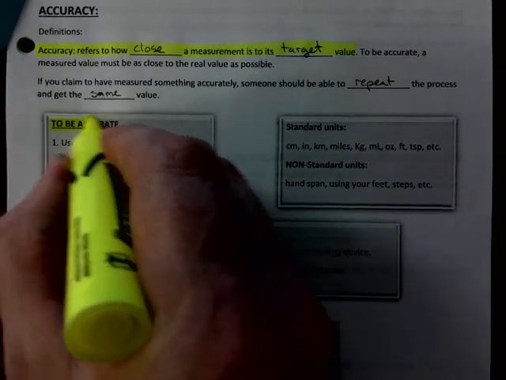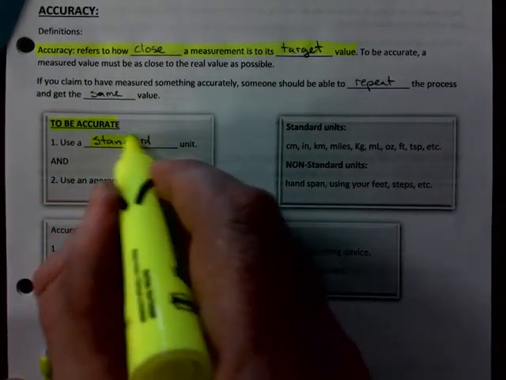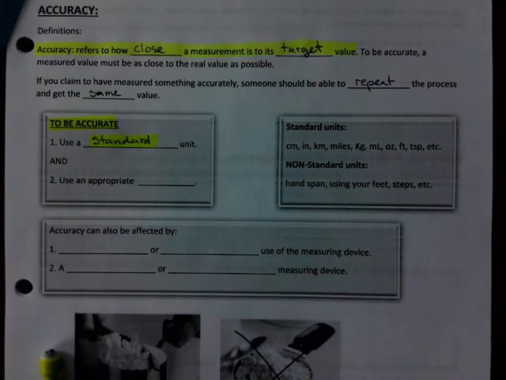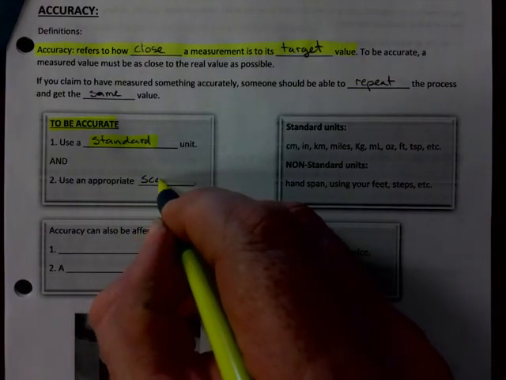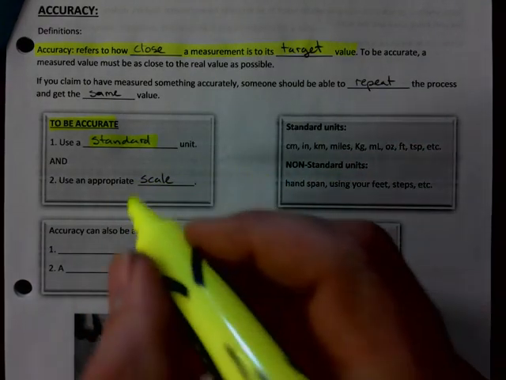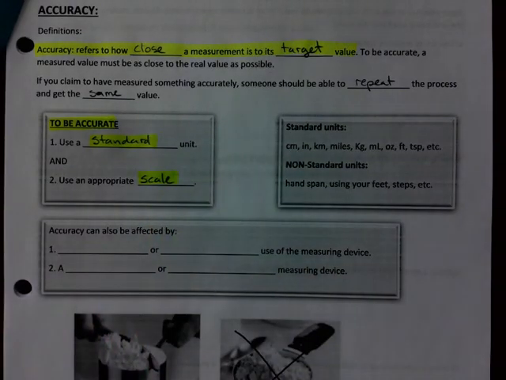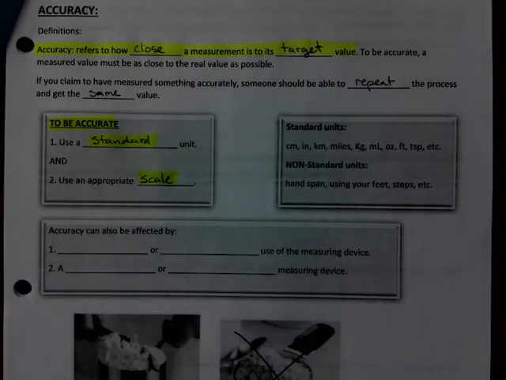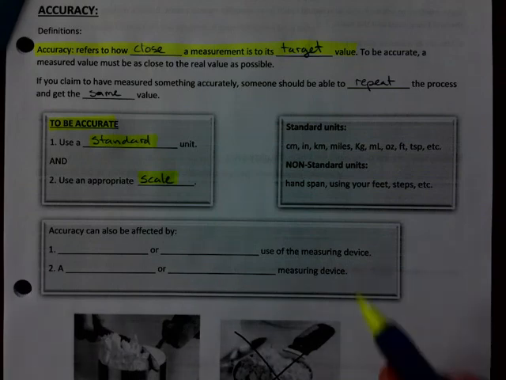So to be accurate, we use a standard unit and we use an appropriate scale. So for example, you're not going to use kilometers to measure the circumference of a baby's head, right? You wouldn't use kilometers for it. It's just ridiculous. You wouldn't use centimeters to measure the distance between Earth and the moon. It just wouldn't work, right? So that's what we mean by scale. It has to be within reason, okay?